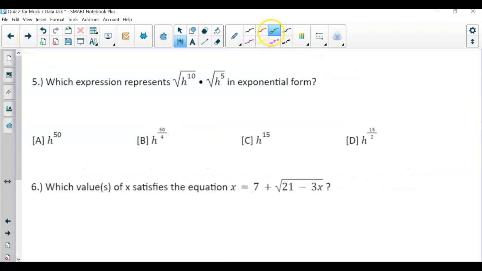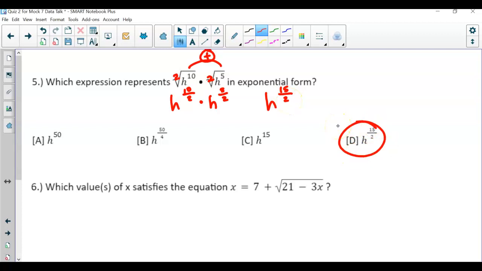Question number 5. So again, remember when multiplying, we're going to add the exponents, but also remember with the square root that you have this index of 2. So don't forget about that index of 2. So really this is 10 over 2 times 5 over 2. And again, remember, we are adding the exponents. So this now becomes h to the 15 over 2. So that's why here the answer was D.